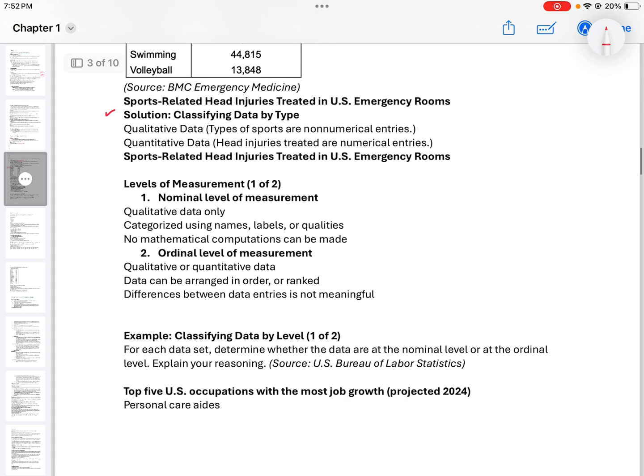All right, next we have levels of measurement. We have nominal level of measurement. This is for qualitative data only. So qualitative, that's some type of descriptor. It can be categorized using names, labels, or qualities, and no mathematical computation can be made. For ordinal level, qualitative or quantitative, so both are part of ordinal, data can be arranged in order. So that's also another marker that we're working with ordinal. And differences between the data entries are not meaningful.